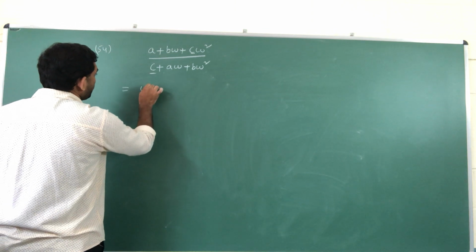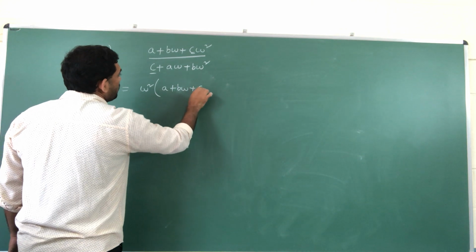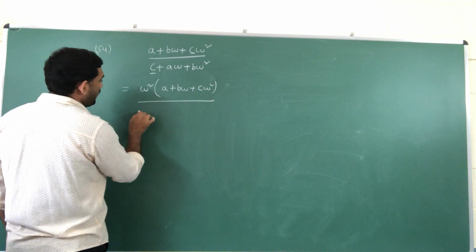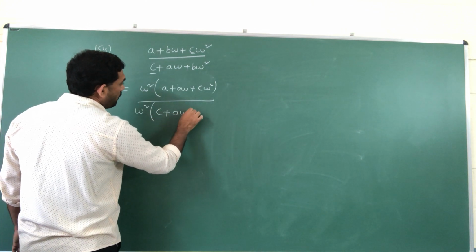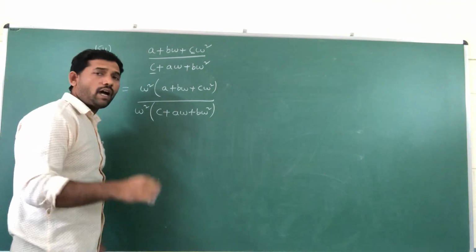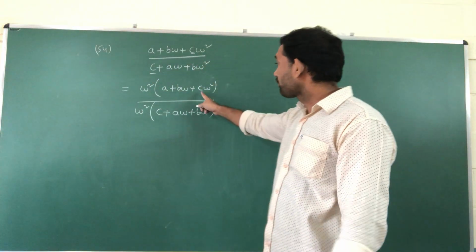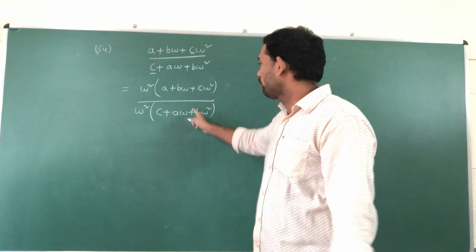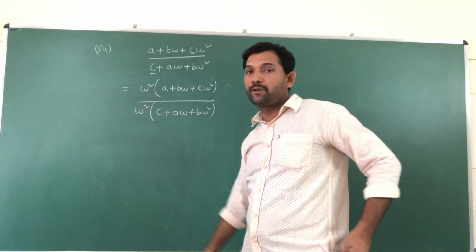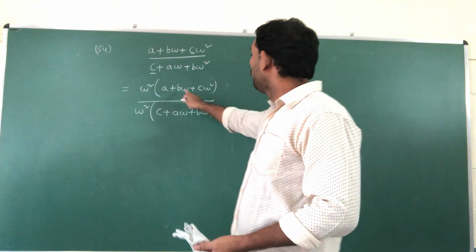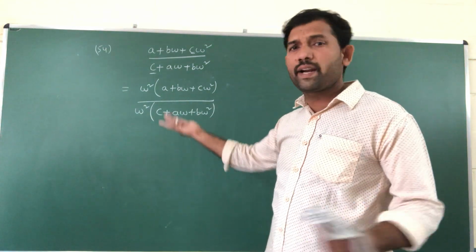So ω² of (a + bω + cω²) divided by ω² of (c + aω + bω²). You can follow any one, that is your choice. Now I will follow c: cω² is there, here c is there, so I multiply and divide with ω², based on the c multiple. You can also follow the multiple of b, numerator or denominator, that is your choice.